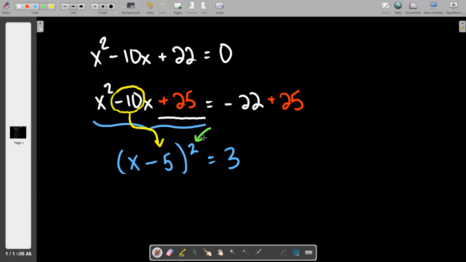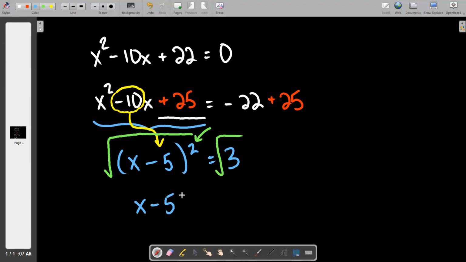And how do you think we can kill that exponent? It's already squared. We can square root it. Very good. So what we're about to do is we're going to square root the left side of the equation, and we're going to square root the right side of the equation. Because if you square root a square, what happens? They just go away. And we can now say x minus 5.